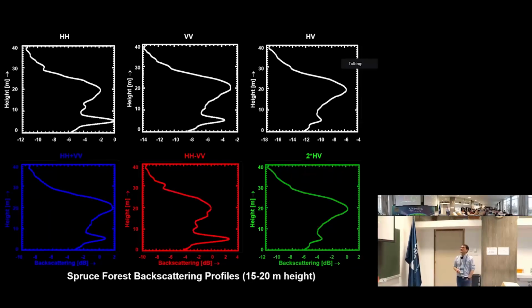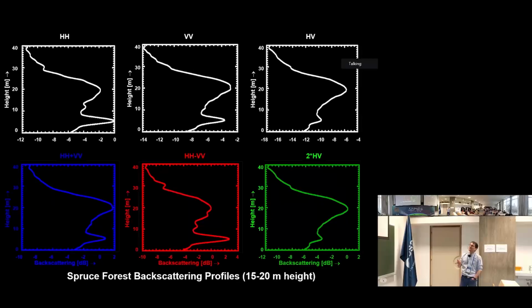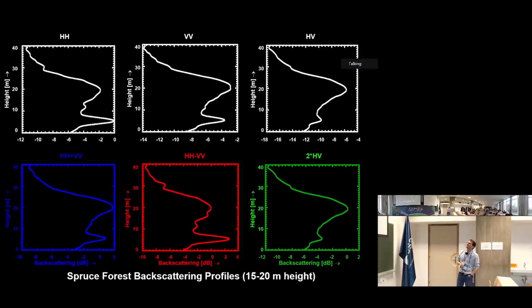What happens now in a forest? In a forest, if you compare HH and VV, this is a stand which is between 15 and 20 meters tall, and of course you penetrate, so you have a ground scattering in HH and VV, so you see the ground in the 2 channels. But in VV it's more attenuated. Can you tell me why?